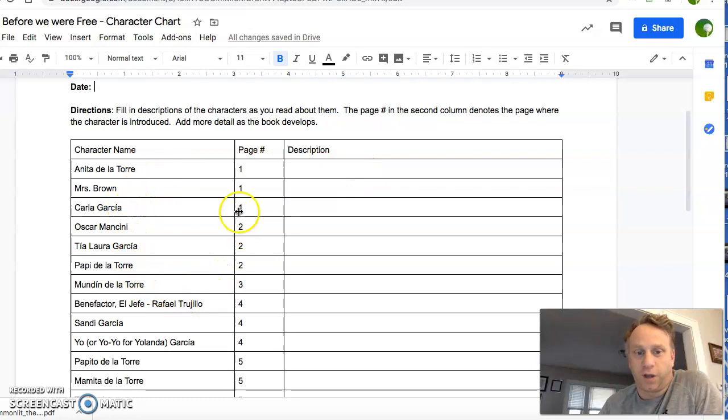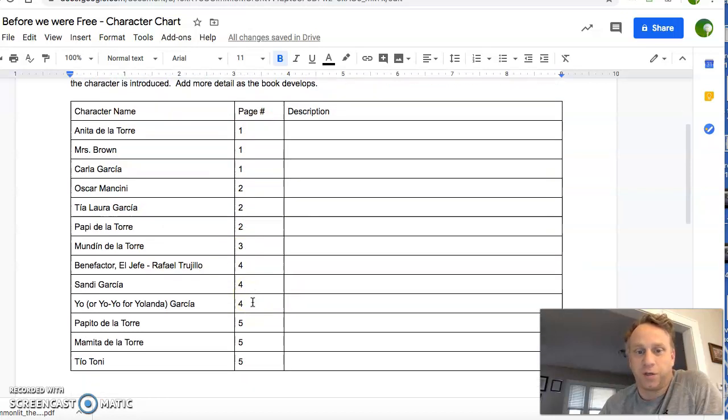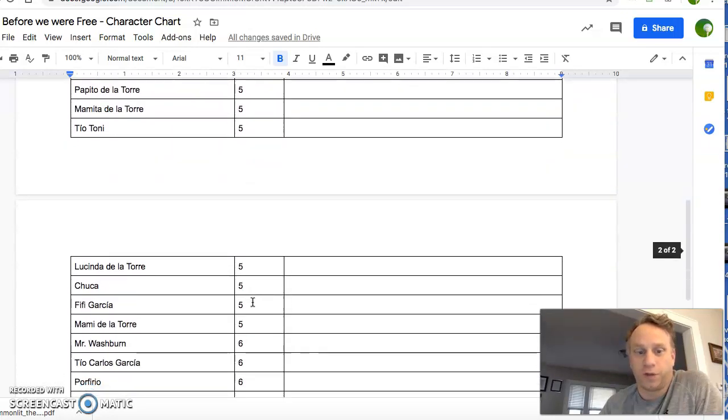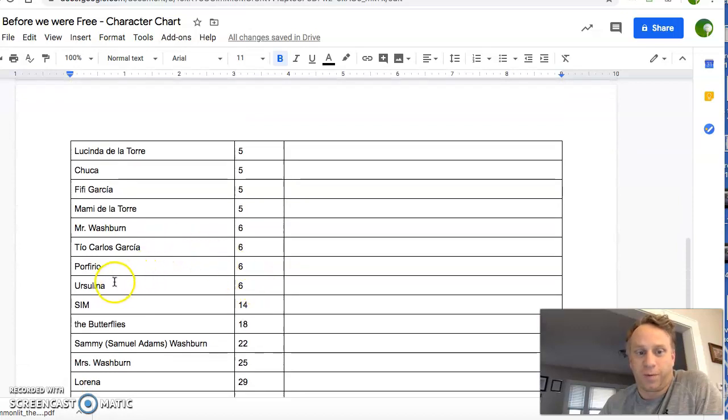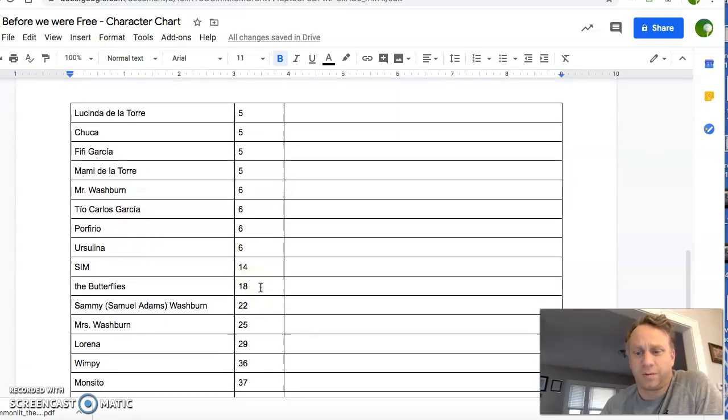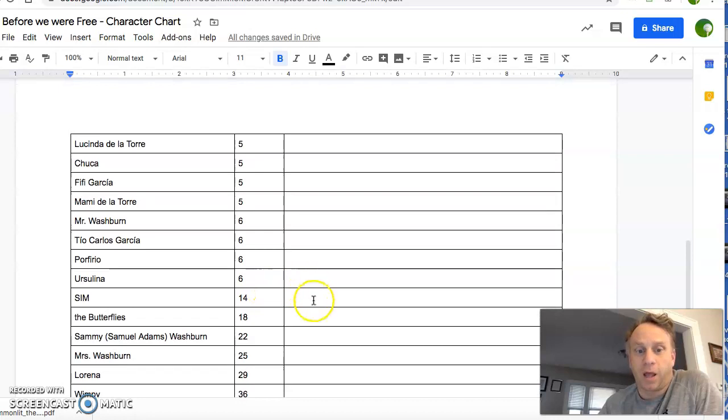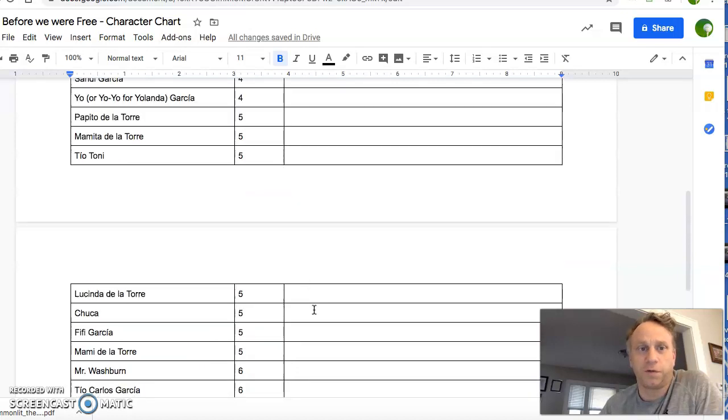As you go through each of the characters, as you get to these pages, and you'll notice they introduce a whole bunch of them in the first chapter, up till maybe right here, and then they start to spread out a little bit. Again, brief, easy descriptions just for your purpose of understanding who's who, because it can get a little confusing.